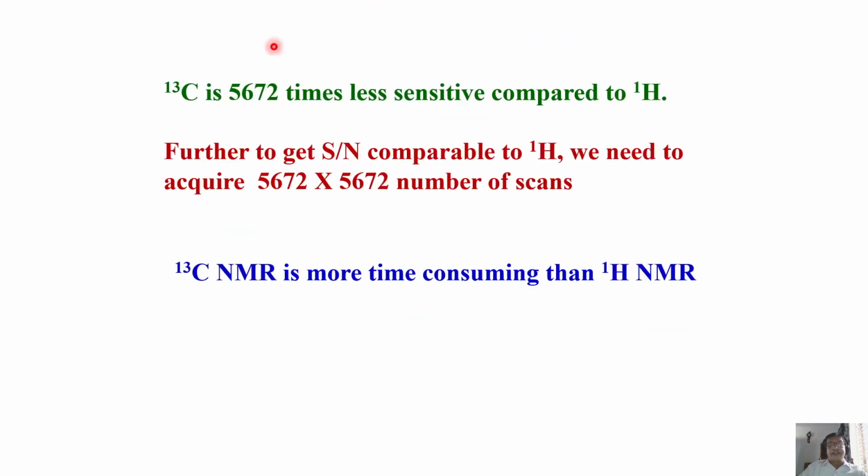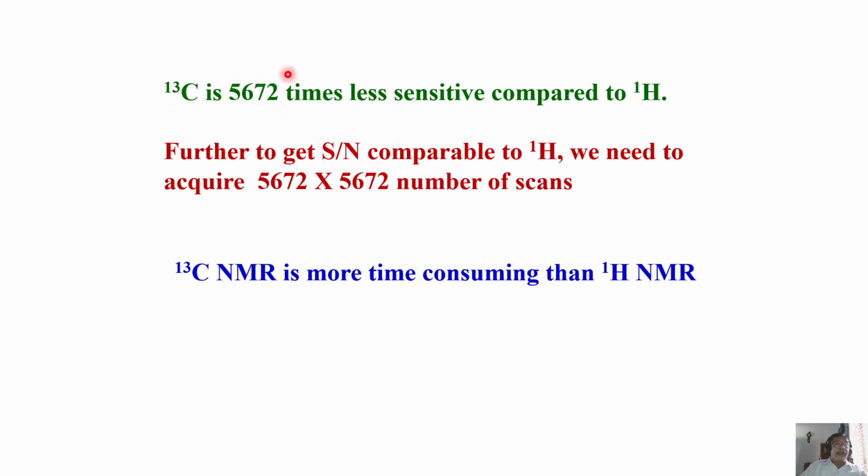So it is 5672 times less sensitive, which means if I have to get the signal to noise ratio comparable to proton, we need to acquire 5672 number of scans. Okay, because signal to noise ratio goes by root of square. It takes enormous amount of time. So carbon-13 NMR is more time consuming than proton. So this is the situation.